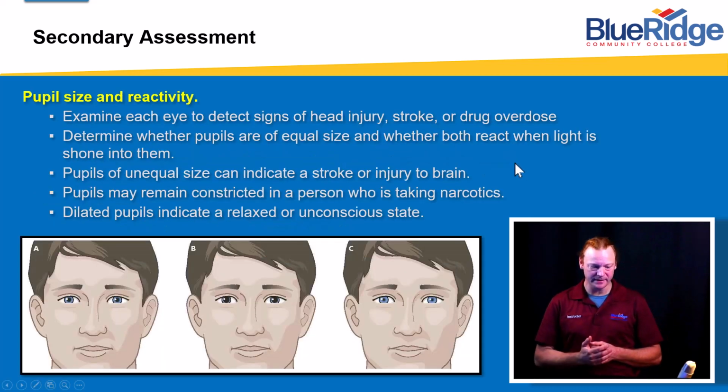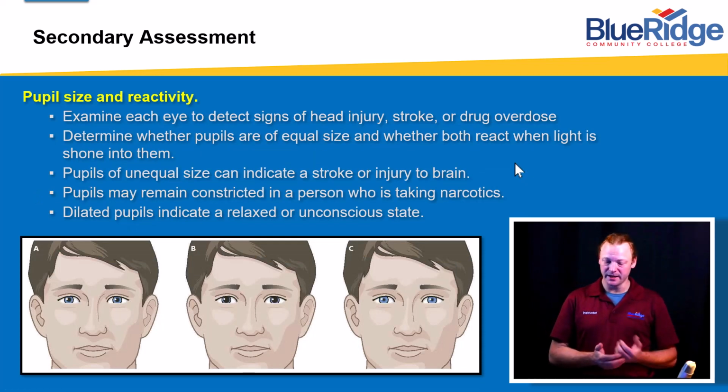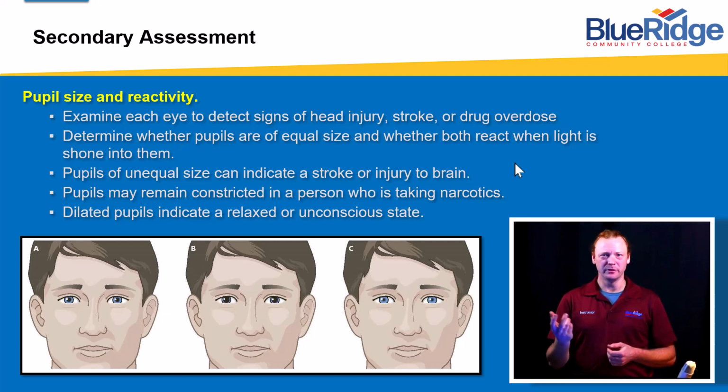Pupil size and reactivity. Examine each eye to detect signs of head injury, stroke, or even drug overdose. We should look at the pupils and determine if they are of equal size, whether they both are reactive to light. Do they retract briskly? The light we want to use is more of a pin light. We don't want to use a super bright light.